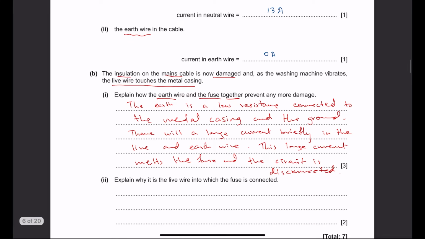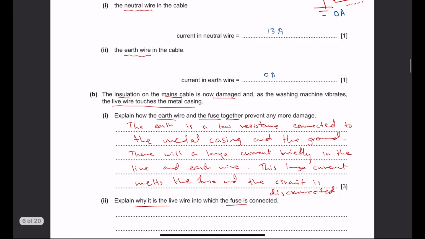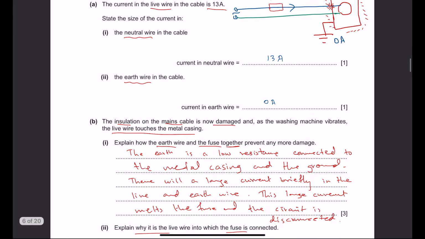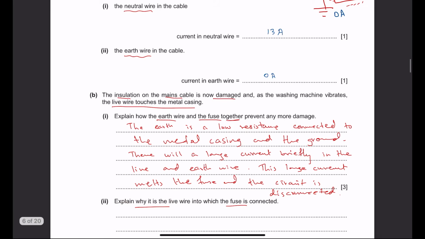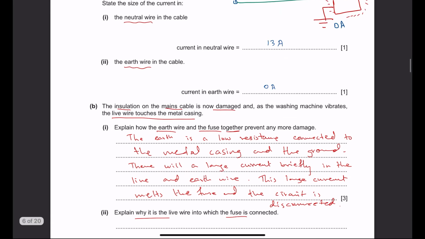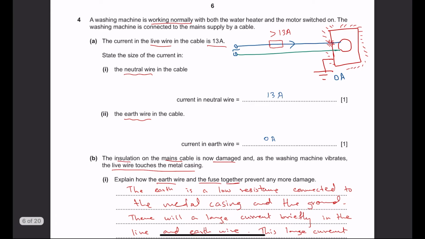Now they're saying, why is the live wire the location where the fuse is connected? Why is the fuse connected into the live wire, and why not the neutral wire? Because a current can also flow through the neutral wire. Well, the thing is, if the fuse was connected into the neutral wire, and let's suppose that was the case, so let me just hypothetically give you a situation where the fuse is connected into the neutral wire.